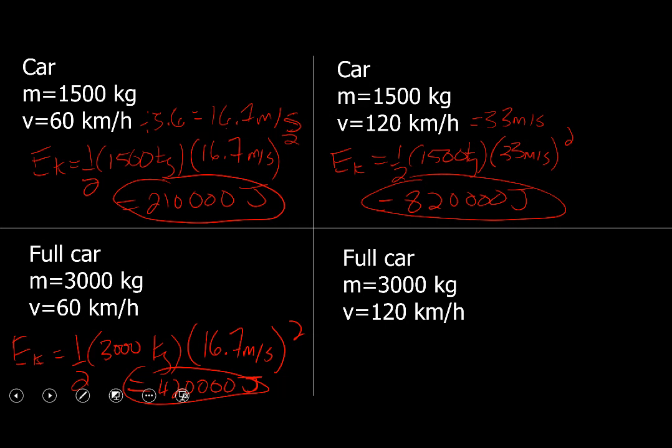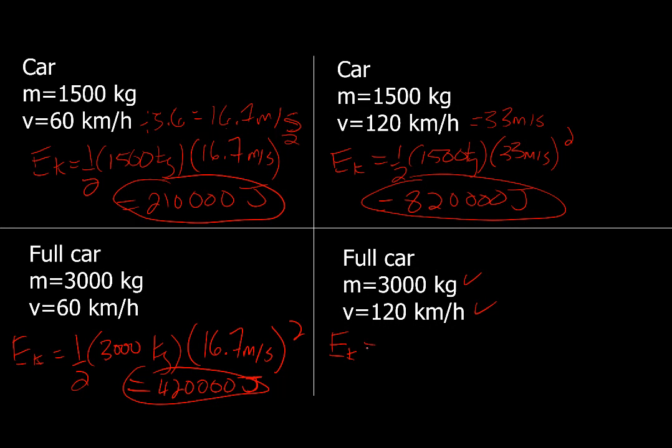Now in the last one, we're going to have the heavy car going twice the speed. So doubling the mass doubles the kinetic energy. Doubling the speed quadruples the kinetic energy. So a double and a quadruple should be 8 times. So this is going to be around 1 million, 1.6 million, something like that. I've got my conversions done already.